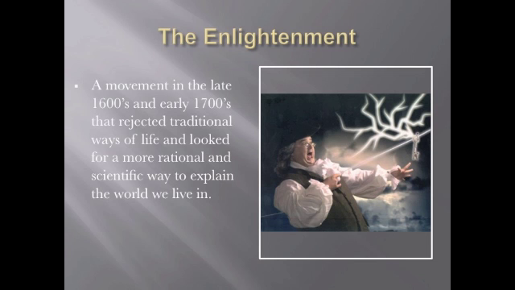While the outcomes of the Enlightenment were similar to the Great Awakening, the way that they got there was distinctly different. The Enlightenment was an intellectual movement in the late 1600s and early 1700s, which started in France. They rejected traditional ways of life and looked for a more rational and scientific way to explain the world they lived in. Where the Great Awakening sought even deeper ties with religion, the Enlightenment sought to limit religion's role, especially in the public and government institutions.